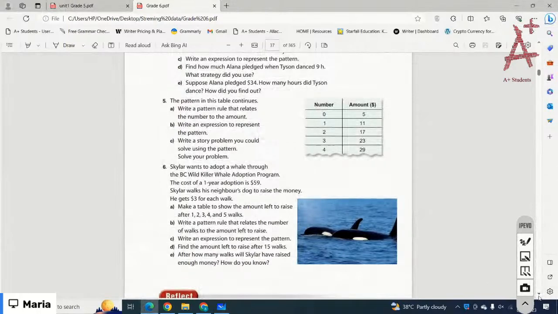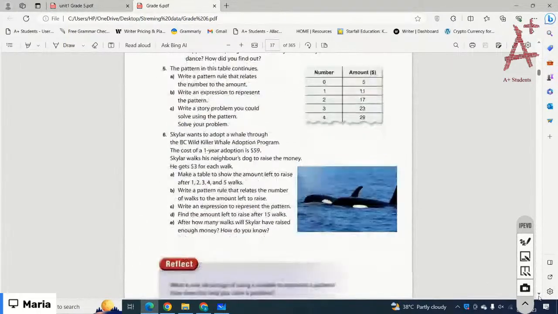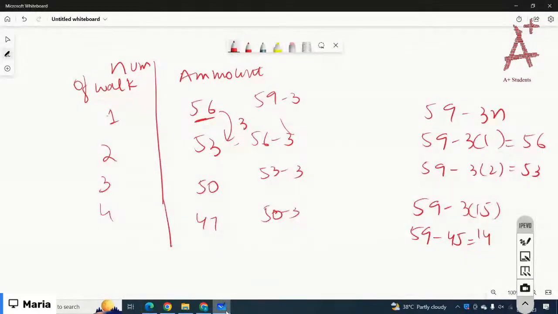After how many walks will Scalar have raised enough money? How do you know? You have to calculate after how many walks he has $59. So let's set 59 minus 3n equals 0. So 59 equals 3n. Divide both sides by 3.